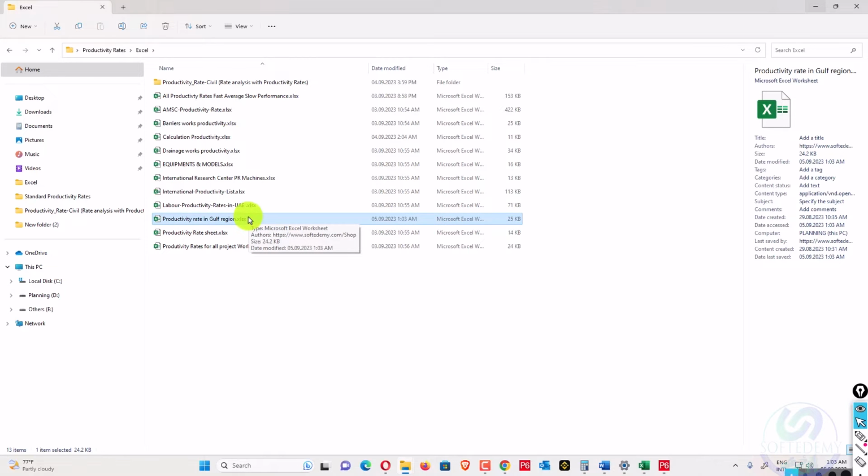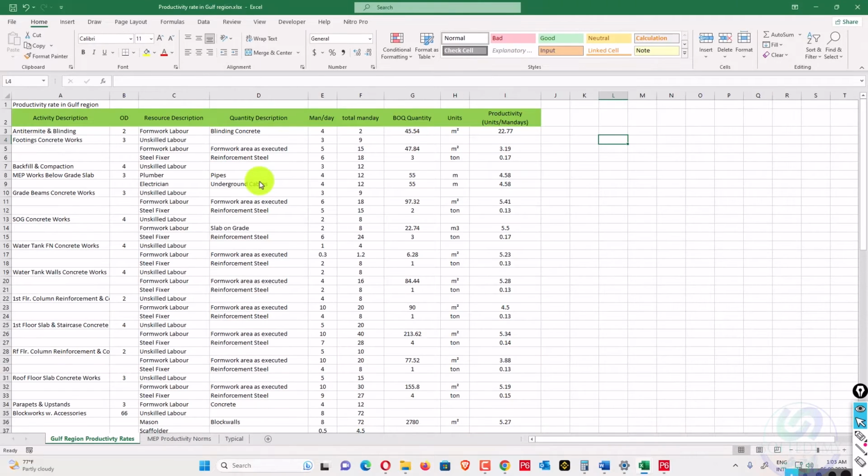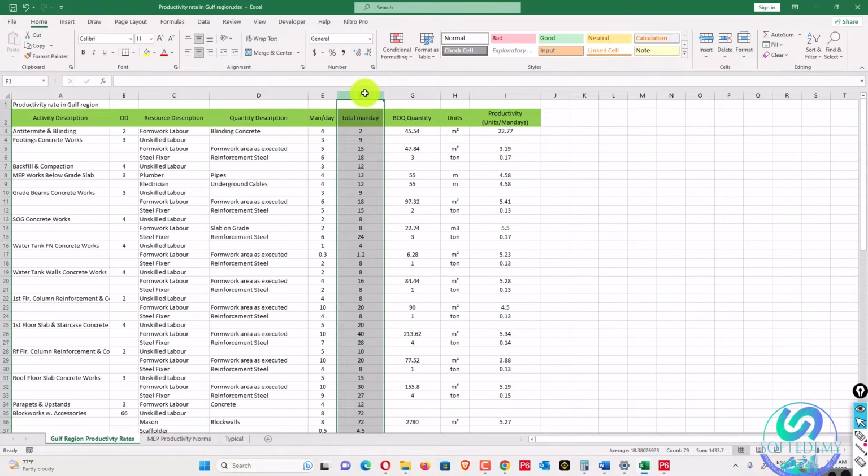So next is productivity rate in the Gulf region. I will open it here, and this is also something different. I want to show you that one because maybe you will have the file later and have some questions. Here, when we divide, this one is unit per man days. One man day is 8 hours, maybe 10 hours. So we will consider a man day as 8 hours.